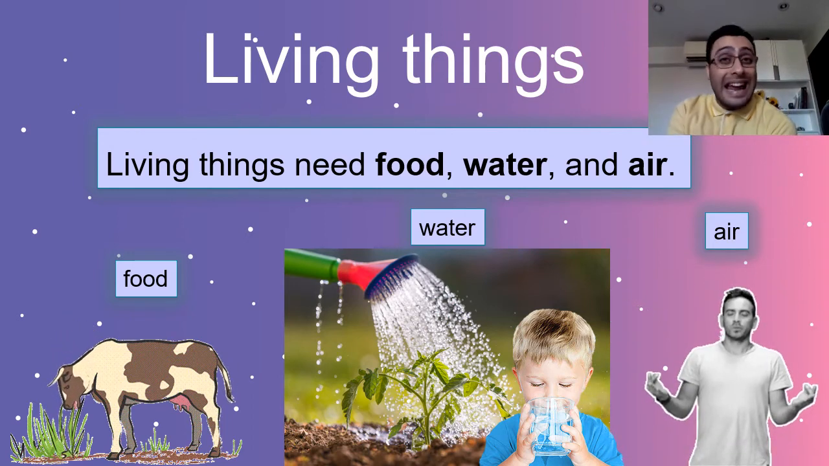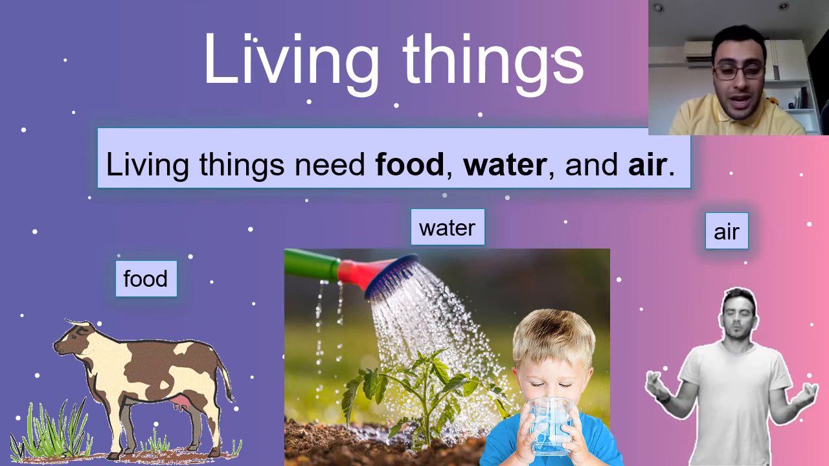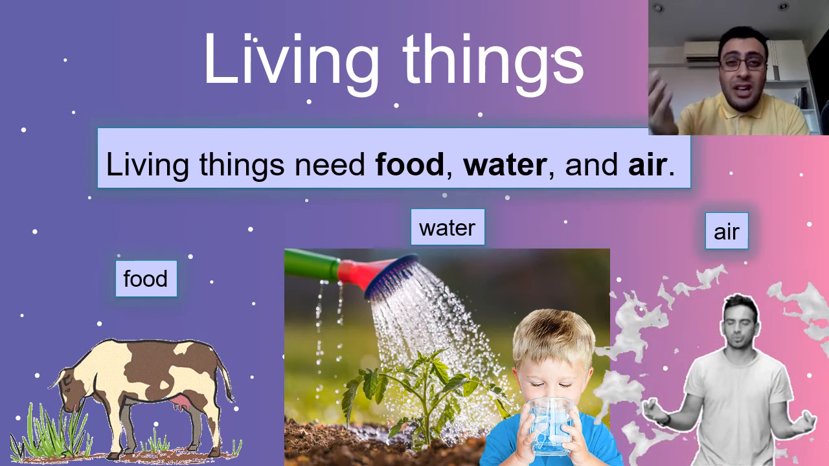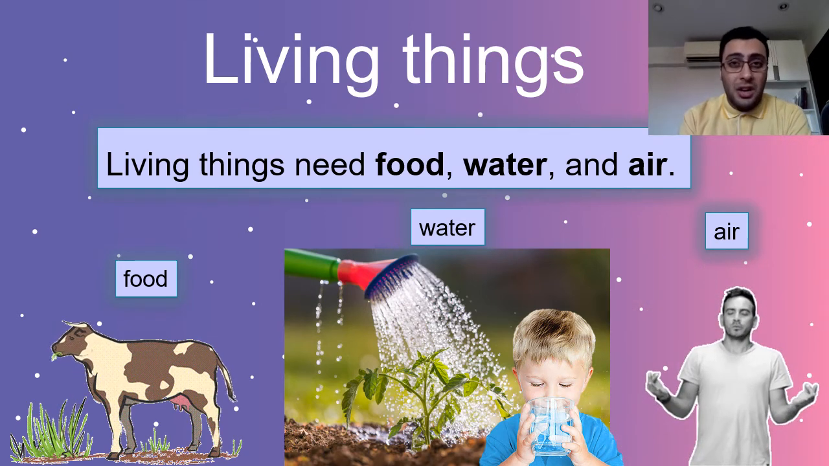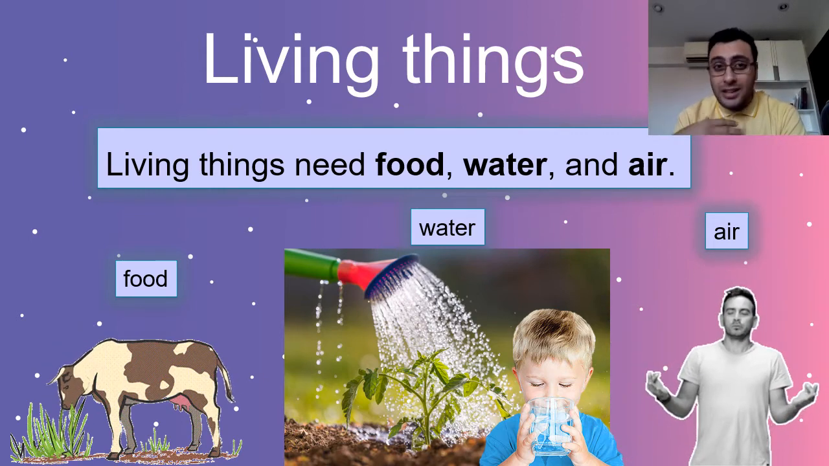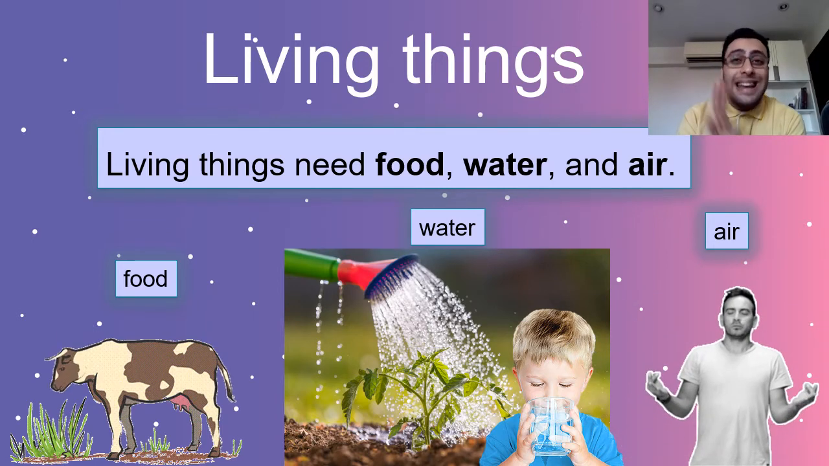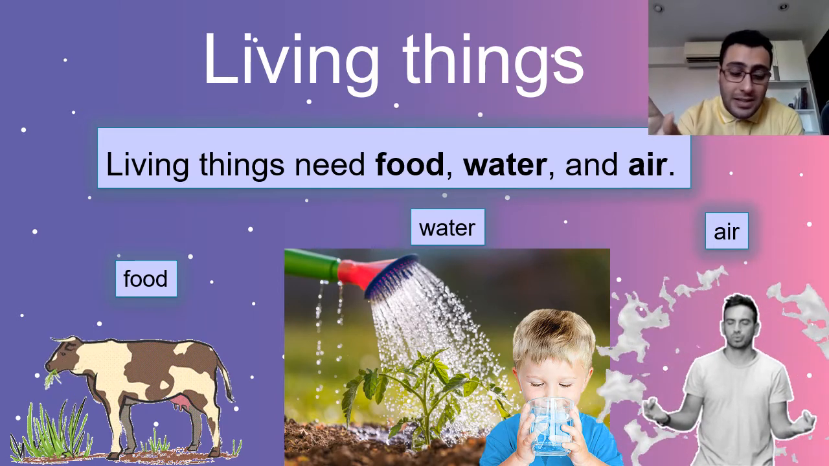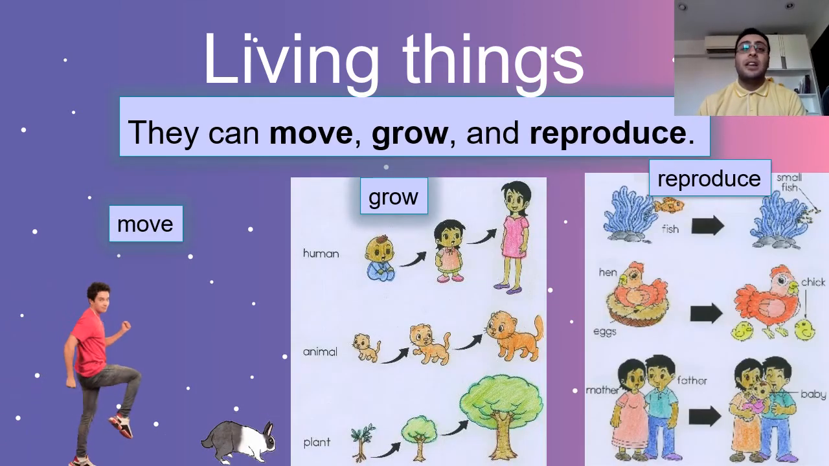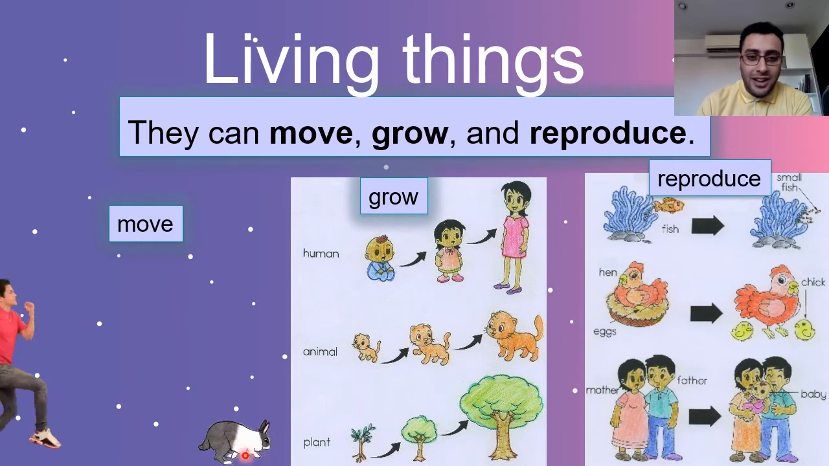You know, plants also breathe, okay? Even fish, animals that live in the ocean, marine animals also need air, but not in the same way as us, okay? So they need food, water, and air. All living things. Next, living things can move like this. They can move. They can grow.